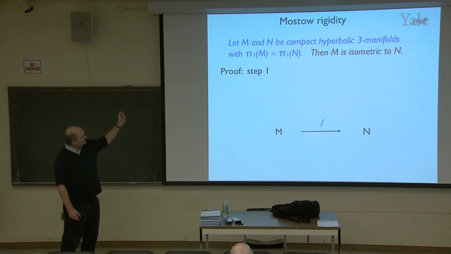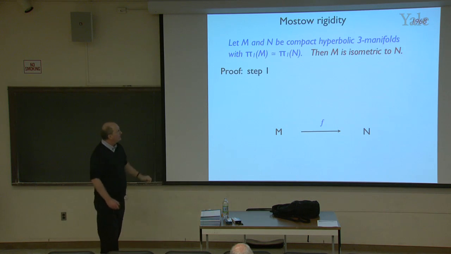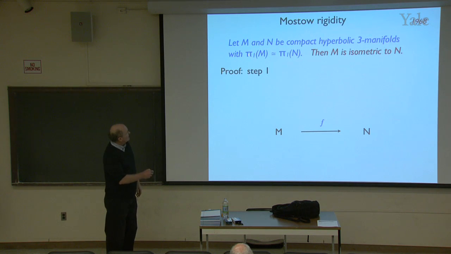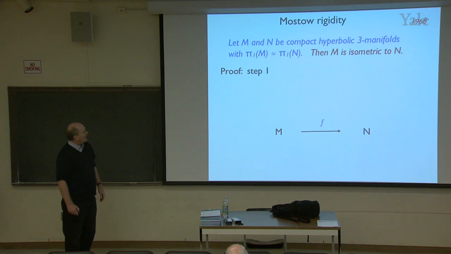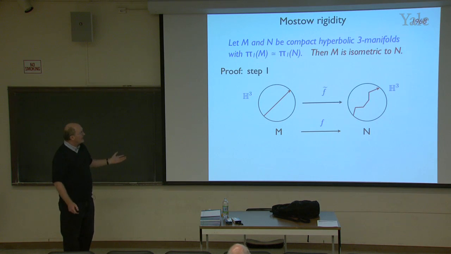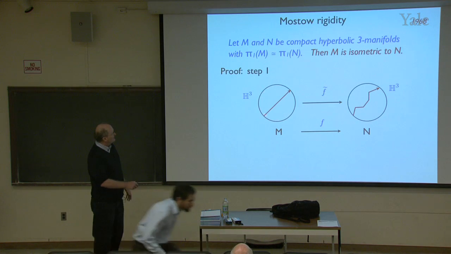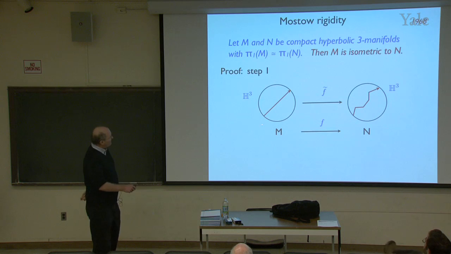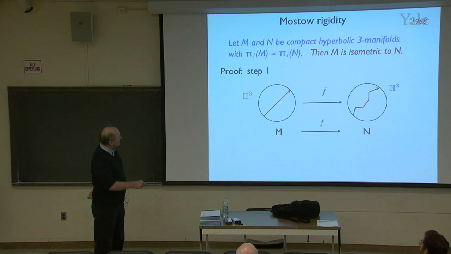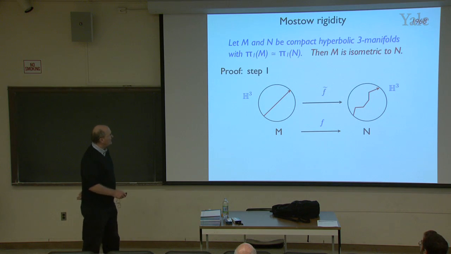So these spaces are K(π1, 1). So if you have an isomorphism between their fundamental groups, you can realize it by a homotopy equivalence between the manifolds. So let F be such a map. And then lift to the universal cover. So the universal cover is the three ball endowed with the hyperbolic metric in both cases. Now the three ball has hyperbolic geometry, so here's a typical geodesic.